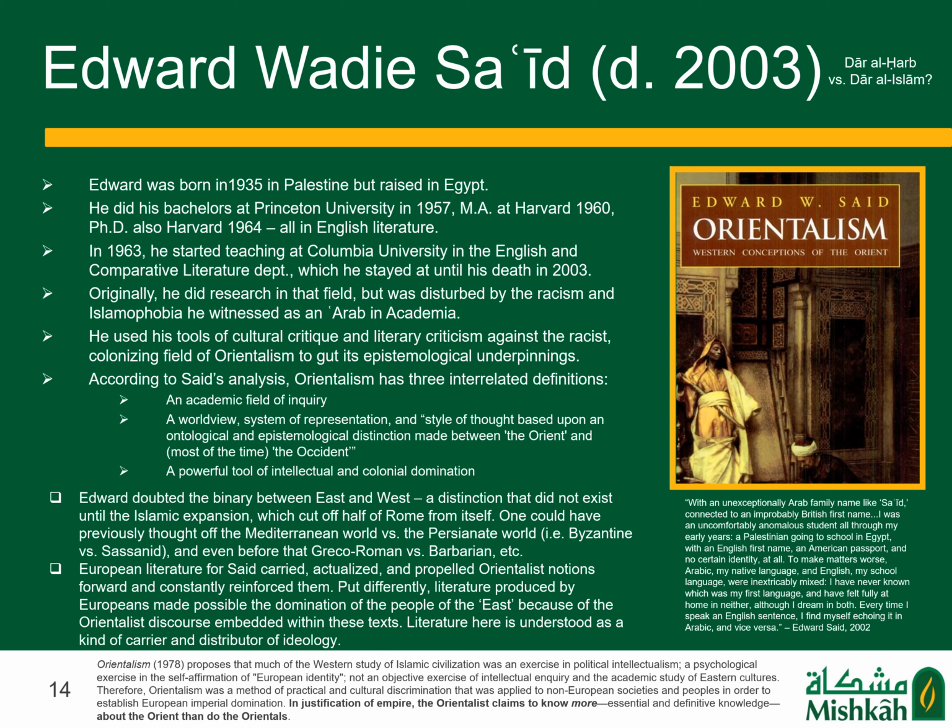And so his book Orientalism proposes that much of the Western study of Islamic civilization was an exercise in political intellectualism, a psychological exercise in the self-affirmation of European identity, not an objective exercise of intellectual inquiry and the academic study of Eastern cultures. Therefore, Orientalism was a method of practical and cultural discrimination that was applied to non-European societies and peoples in order to establish European imperial domination. In justification of empire, the Orientalist claims to know more essential and definitive knowledge about the Orient than do the Orientals. The European is saying, I know more about you than you know about yourself.